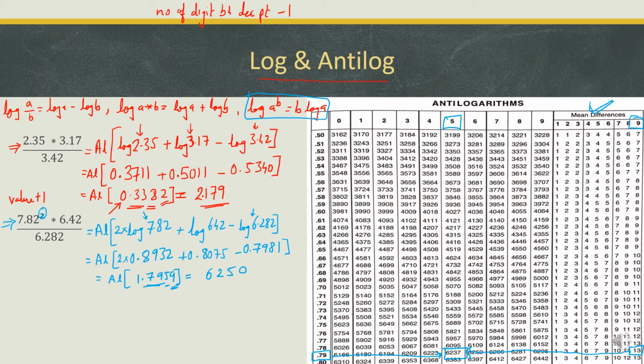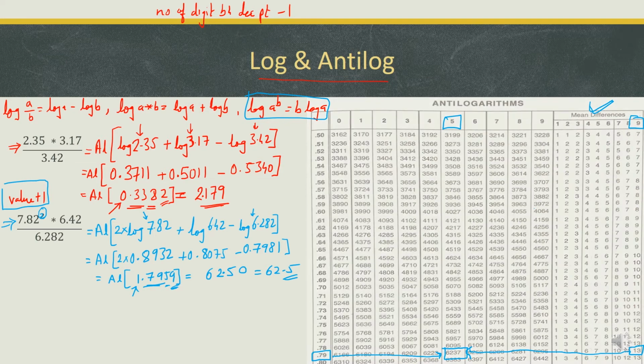Now again, where to put the decimal point? So remember this formula. Whatever is the value of the digit before decimal point, what is the value? It is 1. Plus 1 will make it 2. So we will place decimal point after 2 digits. So we got the answer as 62.5. Okay. Now let us take one more example like this.